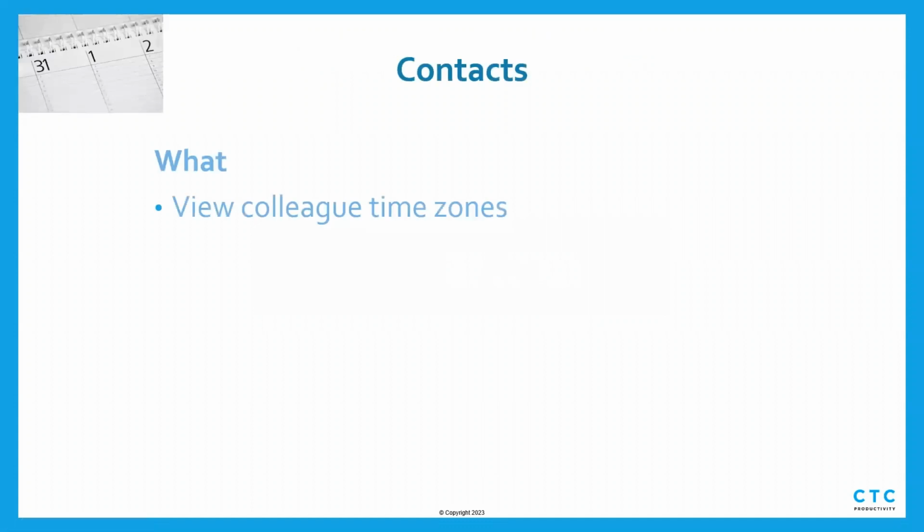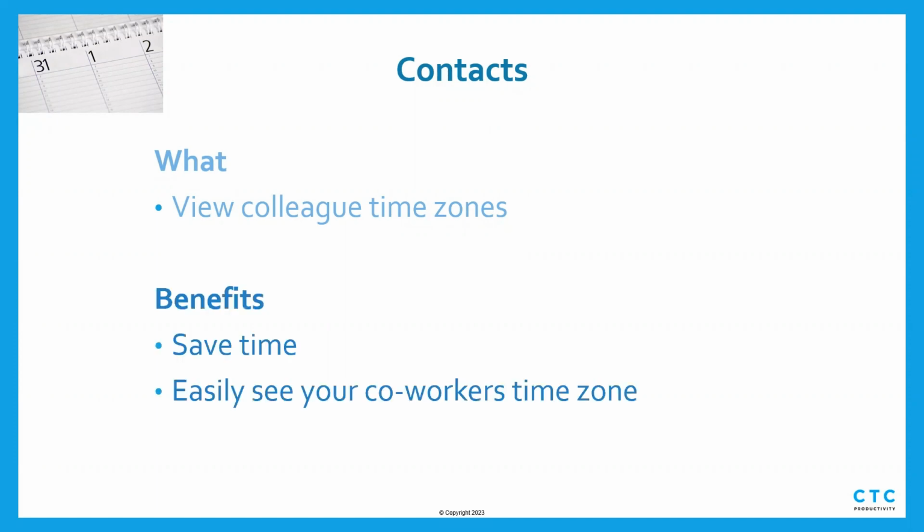Another thing that I think is absolutely huge is to view your colleagues' time zones, especially if you're in an organization that is in 2 or 3 different time zones, or even if you're working with colleagues overseas. I think this is huge. It's going to save you time, instead of going, oh man, what time zone are they in when I'm trying to schedule this meeting?